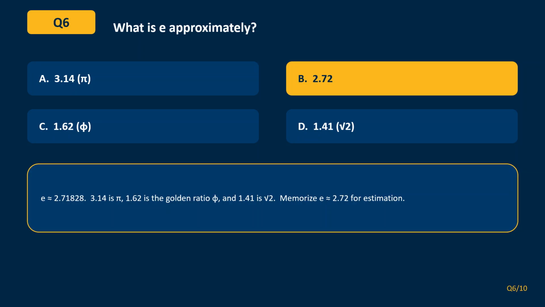Memorizing e to at least 2 decimal places, 2.72, is a practical necessity for estimation and sanity-checking computations involving exponential growth, compound interest, and probability distributions.